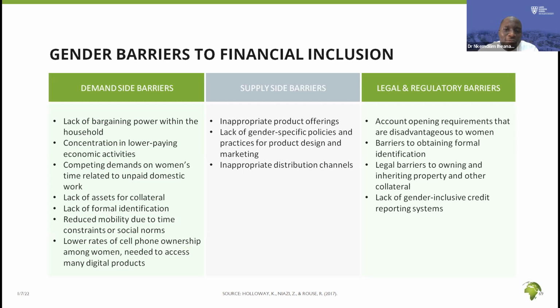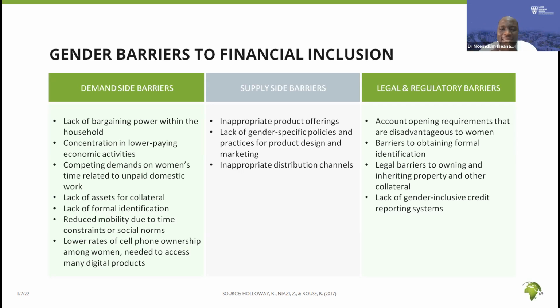You also have lack of assets for collateral. So because they are concentrated in lower paying economic activities, they do not have assets that they can actually pledge as collateral for loans. They also, in many contexts, lack formal identification documents. There's also reduced mobility due to time constraints or social norms. So they are not able to move significantly and carry out multiple economic activities.